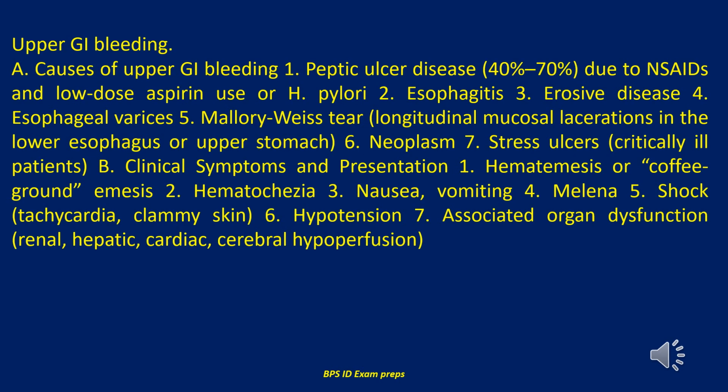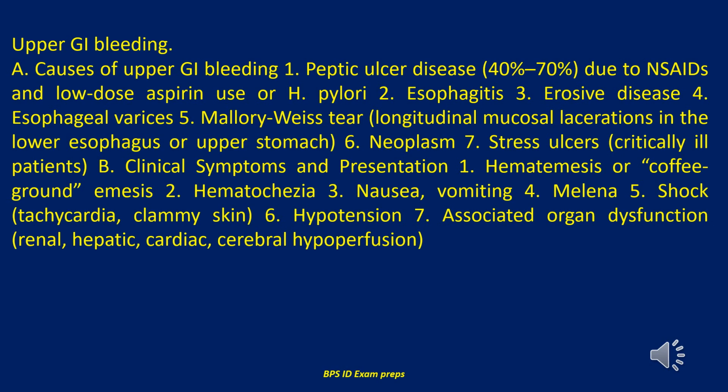Let's briefly look at upper GI bleeding. We will begin with the causes of upper GI bleeding. They include the following: 1. Peptic ulcer disease, 40% to 70%, due to NSAIDs and low-dose aspirin use or Helicobacter pylori. 2. Esophagitis. 3. Erosive disease. 4. Esophageal varices. 5. Mallory-Weiss tear, which are longitudinal mucosal lacerations in the lower esophagus or upper stomach.